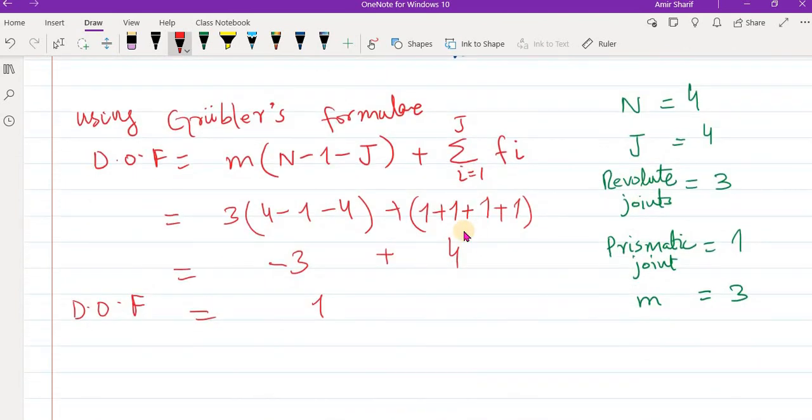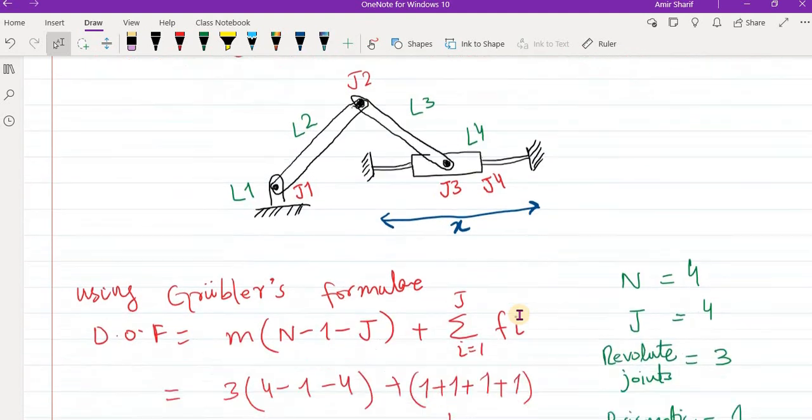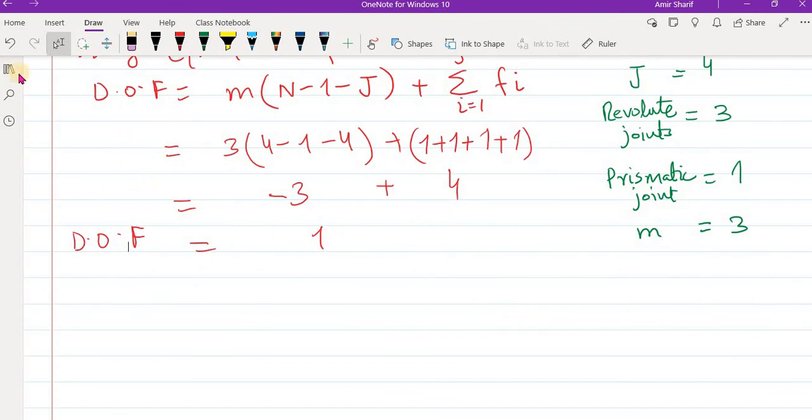So yeah, I hope that now it is clear how to find the degrees of freedom of closed chain and open chain mechanisms. Okay.